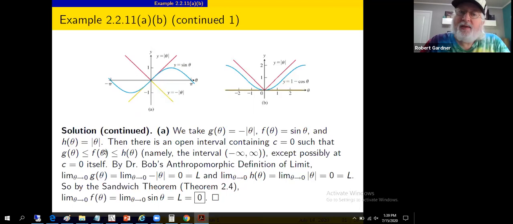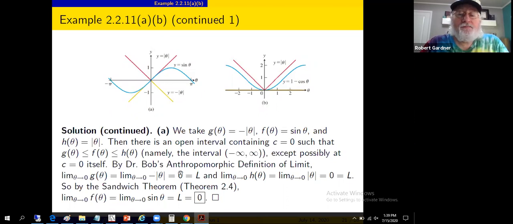Nobody cares. It's a limit question. Nobody cares what happens at 0. The three functions are equal at 0, but that's not relevant to a limit question. That happens on some open interval. Yeah, how about this open interval? It happens on the whole real line. That's always true. You can see from the picture if you like. Yeah, except possibly at C itself. That's for legal reasons, I guess I threw that in. Doesn't matter what happens at C equals 0.